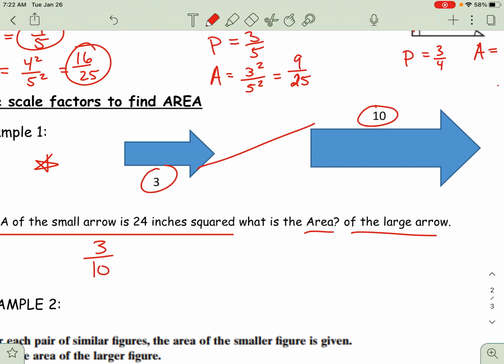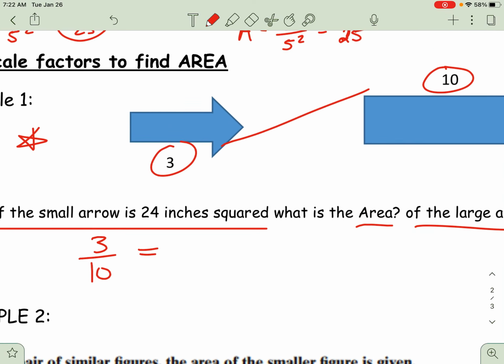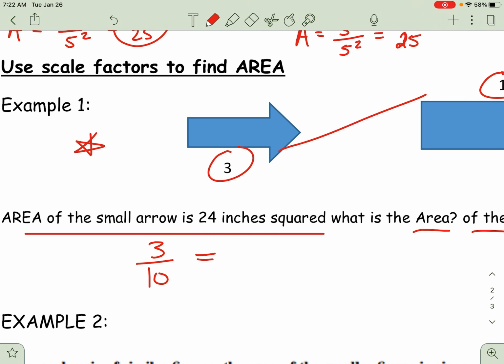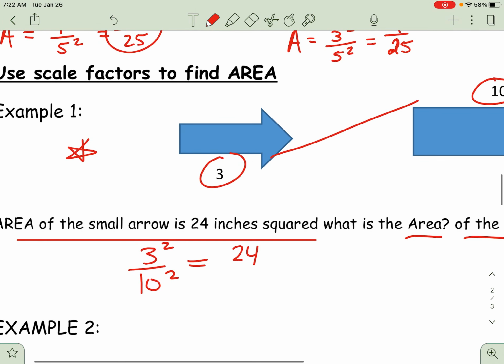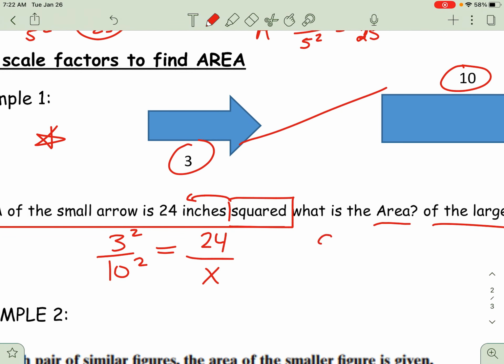So again, 3/10, right? 3 to 10, okay? And then that is equivalent to, and don't forget it's area, so it's not perimeter, so we have to square it. And that's got to be equal to the area of the whole thing. So if the area of the small is 24, then what's the area of the big? And we don't have to square this because it says 24 inches squared already.